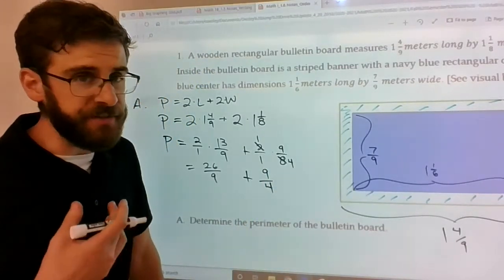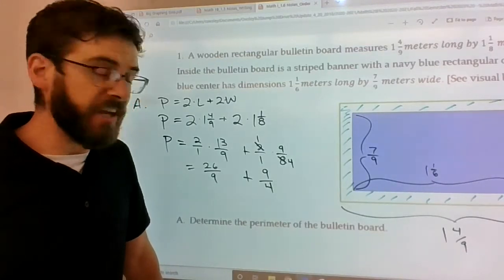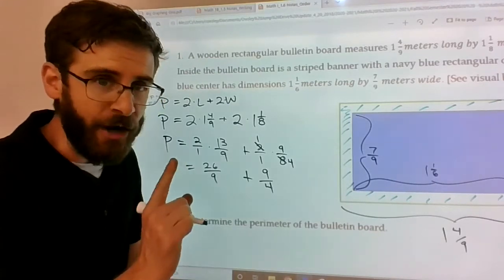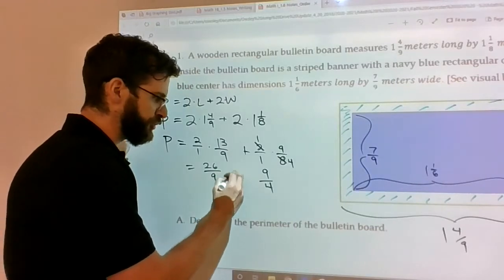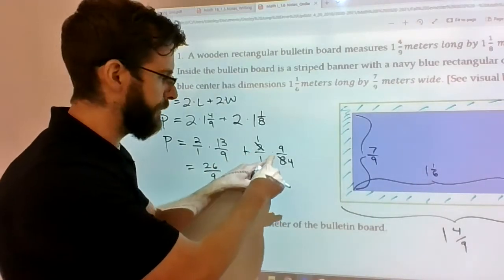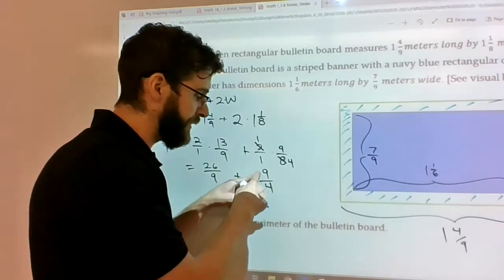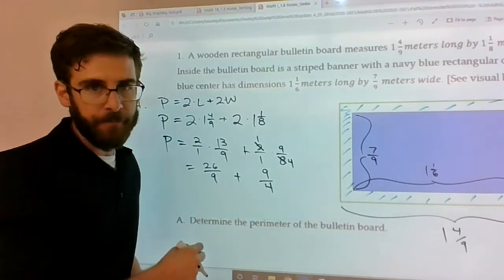So now, what do you got to do to take 26 over 9 and add it to 9/4? Well, you got to find common denominators. And let me just point out one error alert. A lot of times students, they'll just do the cross cancellation when they multiply two fractions, and then they see a 9 here and a 9 up here. They want to take this 9 and cross it out.